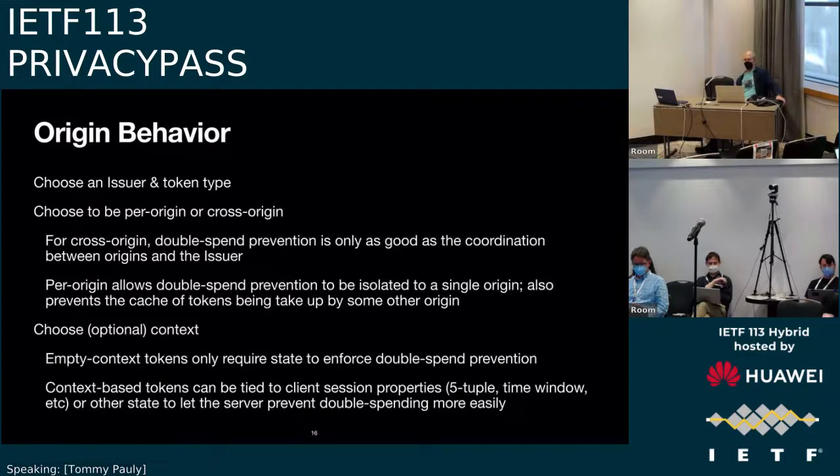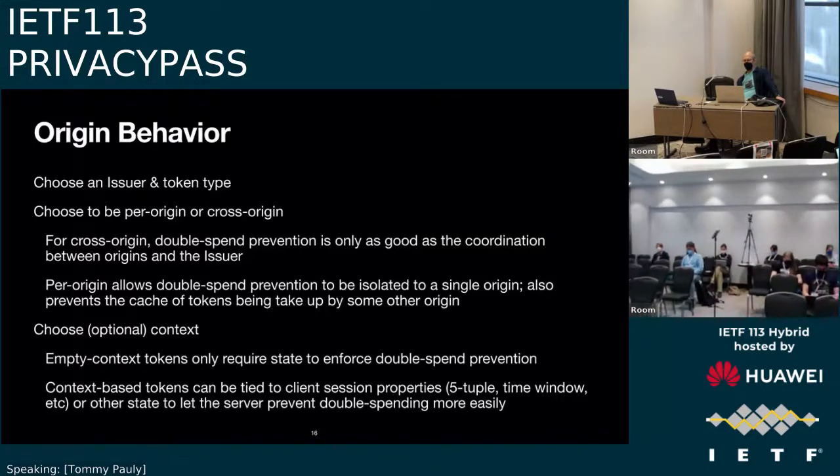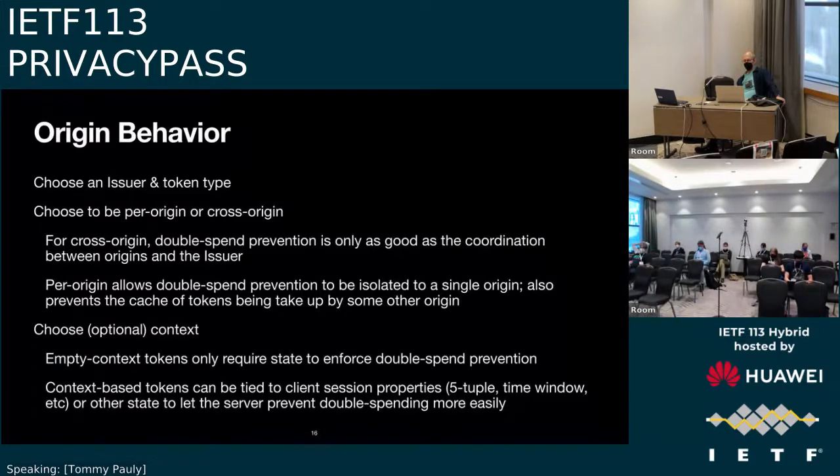So the origin behavior, essentially the server behavior of what to do in this, is if you want to challenge, it should be very, very simple. You essentially just need to choose who your issuer is, one or more of them, and what token type you want to use, so what issuance protocol. You can choose to be per origin or cross origin, and to the discussion we were just having, maybe there is an in between. You need to choose what is that value of what you are binding your challenge to, and then you can choose the optional context that you want to have.